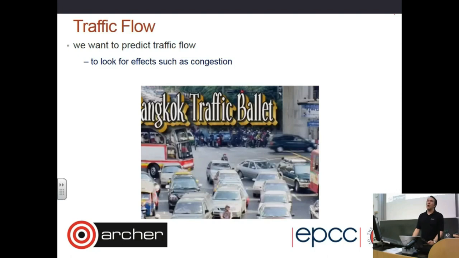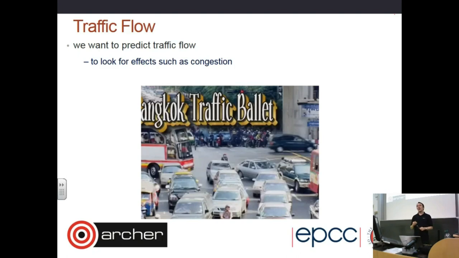If you have control over traffic lights, or if you can open up extra lanes on a motorway, you might open up the hard shoulder as an extra lane. If you can have short-term traffic predictions which are accurate, you can make the right choices. You can say, right, the traffic's going to get really heavy in an hour. I need to open up this extra lane for traffic, or I need to change the traffic light.